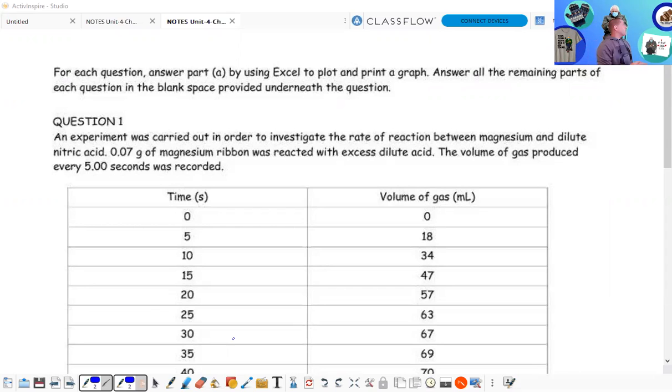nitric acid. We put in 0.07 grams of magnesium ribbon. That just means it's literally like a ribbon you would tie. It's a thin piece of magnesium. And you reacted it with a dilute excess acid, so excess acid. So definitely, the reaction is going to stop when all the magnesium is used up. The volume of the gas produced every 5 seconds is recorded.